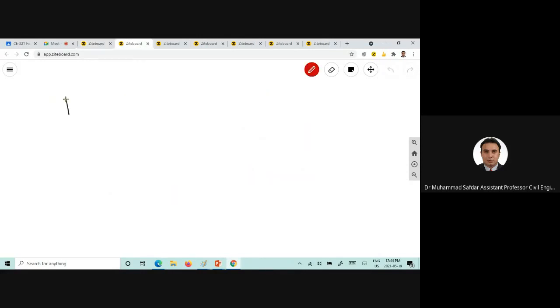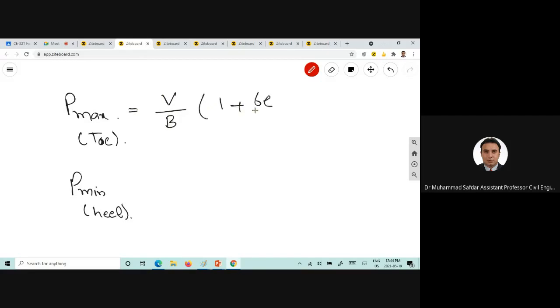Now we also need to find out the P max at the toe and P minimum at the heel, which we can find using this equation. So 225.2 is Pmax.